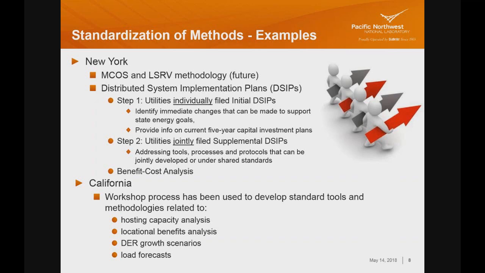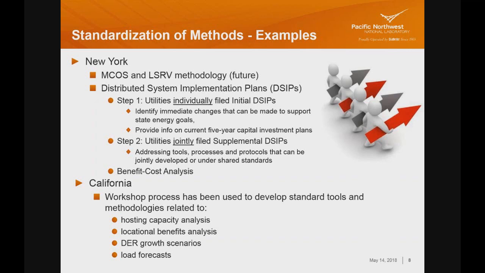But also another thing interesting there is New York utilities were required to file these distributed system implementation plans. And it was in 2 phases. The first phase, utilities would individually file plans that provided information on their current 5-year investment plans and how the individual utilities could do things immediately to help support state energy goals. Then the utilities were required to come together and jointly file what they call the supplemental DSIPs. And the supplemental DSIPs would address tools, processes, and protocols that could be jointly developed or under shared standards.